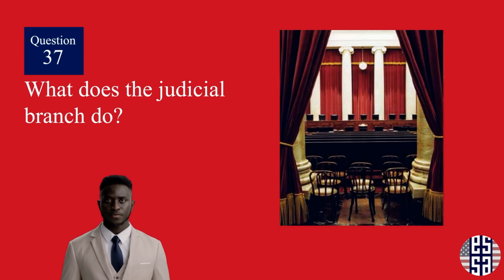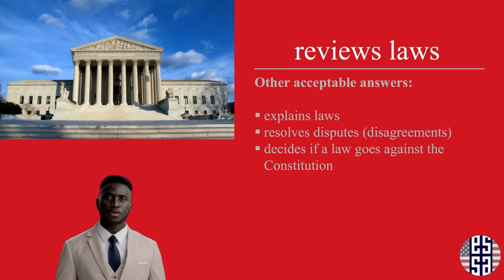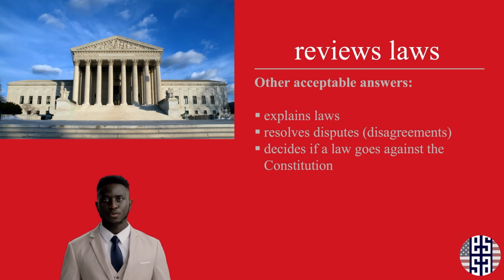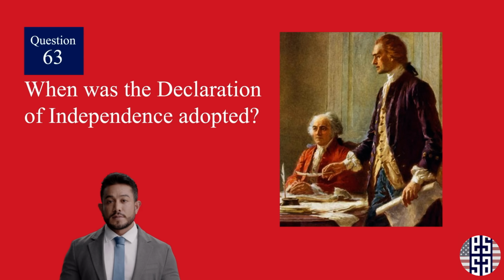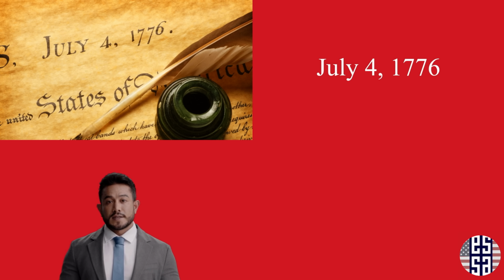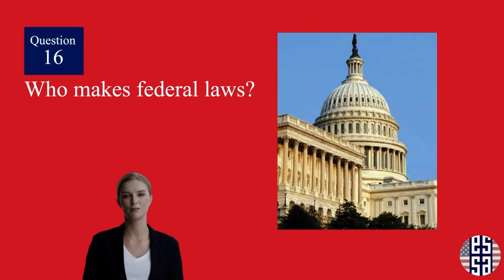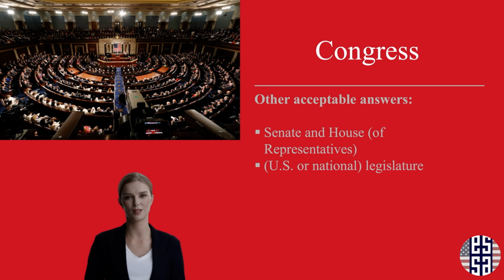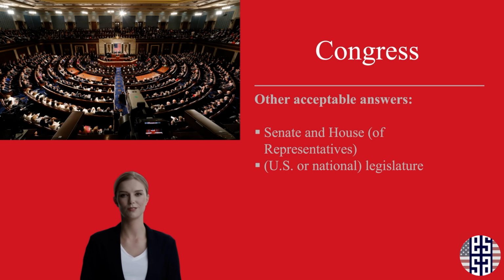What does the judicial branch do? Reviews laws. Other acceptable answers include explains laws, resolves disputes or disagreements, or decides if a law goes against the Constitution. But it is easiest just to remember reviews laws. When was the Declaration of Independence adopted? July 4th, 1776. Who makes federal laws? Congress. Other acceptable answers include Senate and House of Representatives, or U.S. or national legislature. But just saying Congress is easiest.